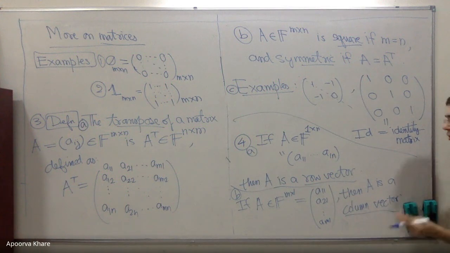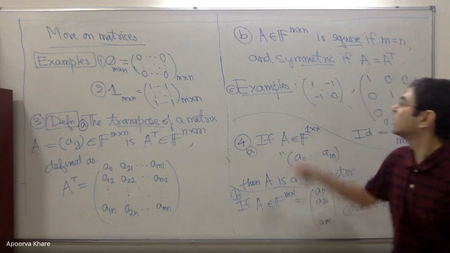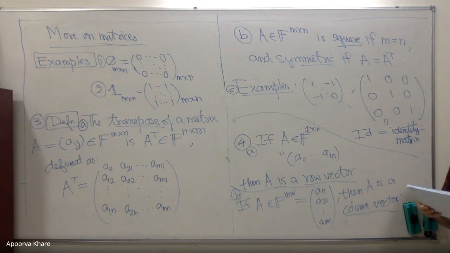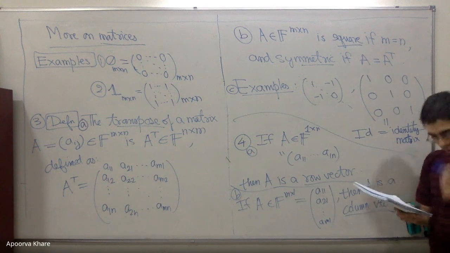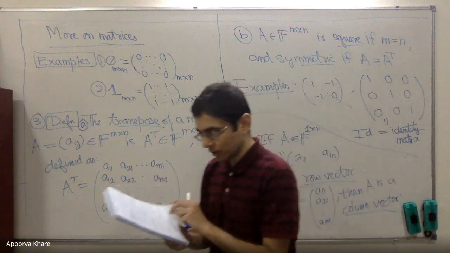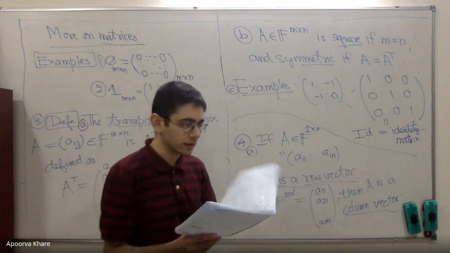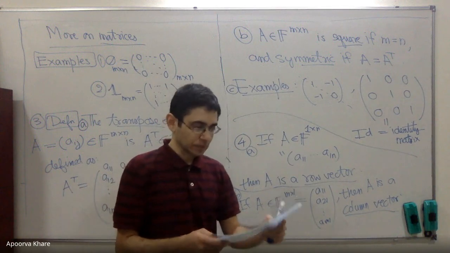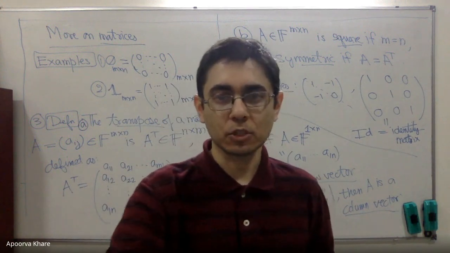Clearly, transpose takes row vectors to column vectors and column vectors to row vectors. Okay, that's probably it for today. We will stop here with matrices and continue next time. I have given you everything except matrix multiplication, which I need to start. Okay, so that's it for today. Stop the recording.